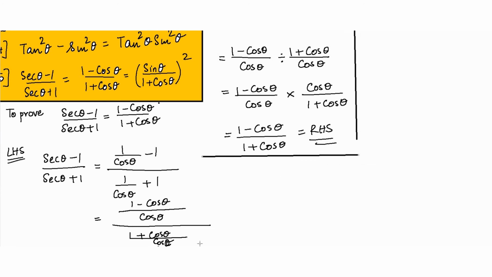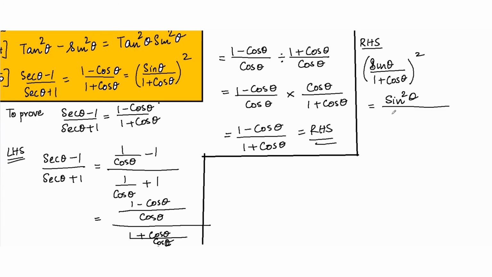So I notice that in the RHS, I have sine theta upon 1 plus cos theta the whole square, right? So my RHS is sine theta divided by 1 plus cos theta the whole square. Let me assign squares to both, which is sine square theta divided by 1 plus cos theta the whole square.